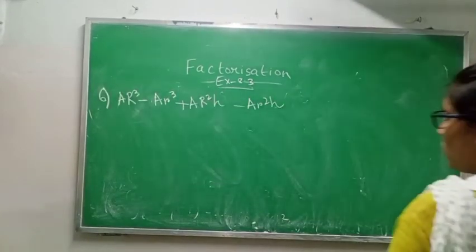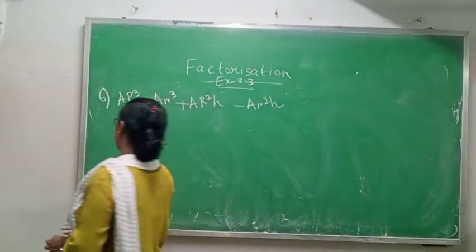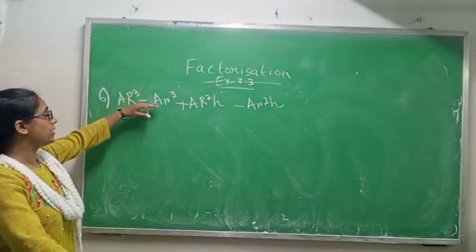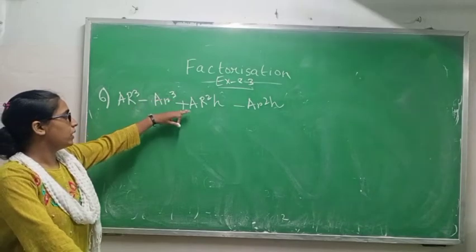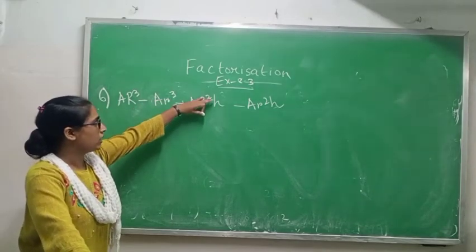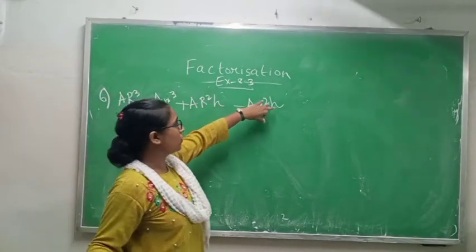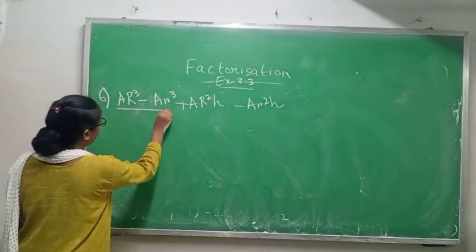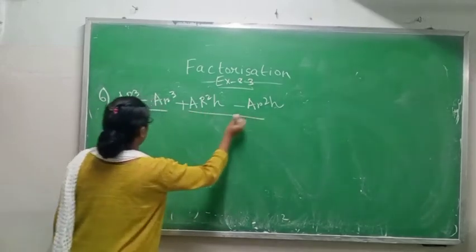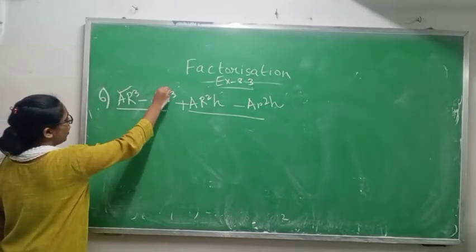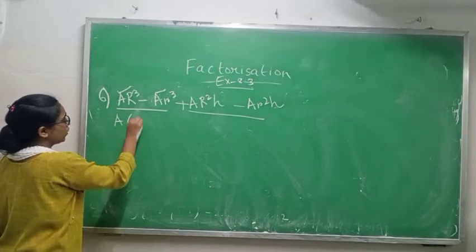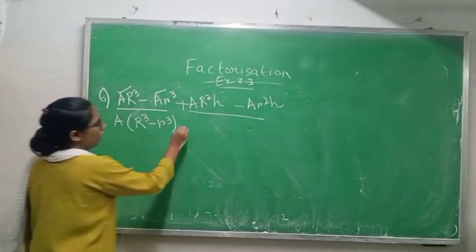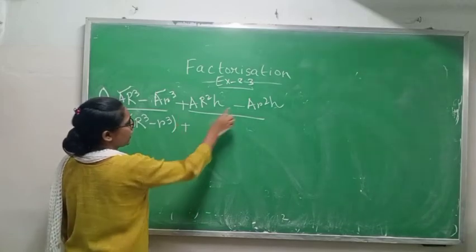Class 9C question number 6. It is given: A capital R cube minus A small r cube plus A capital R square h minus A small r square h. So in this question, you will take common from the first two and the last two. In the first two only A is common, so you can write A outside and whatever is left, write inside the bracket. Now with the plus sign, this sign will not change.